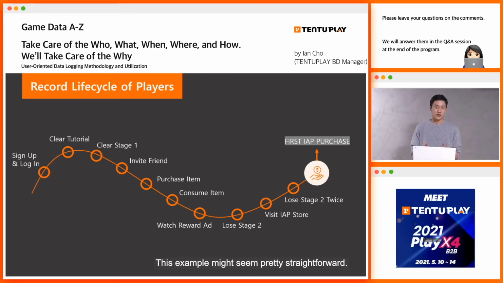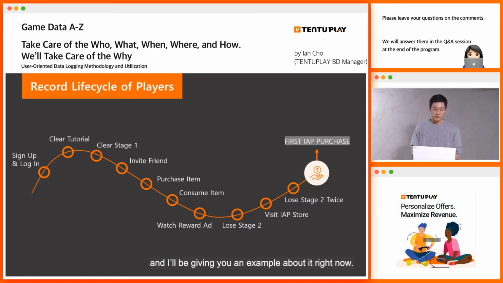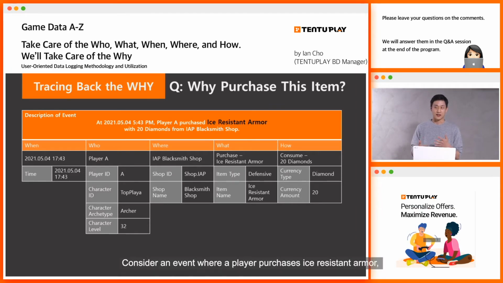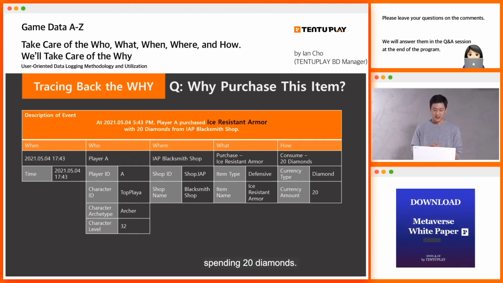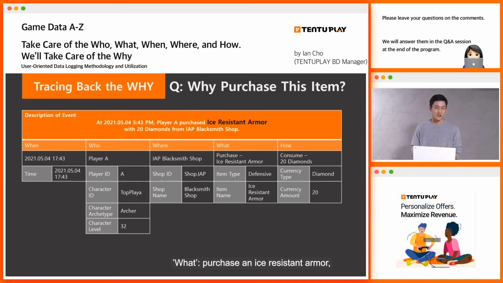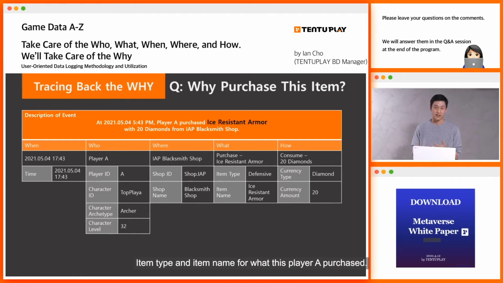This example might seem pretty straightforward, but in reality, the same event may come from very different motives, and I'll be giving you an example about it right now. Consider an event where a player purchases an ice-resistant armor, spending 20 diamonds, from an in-app store. Again, we log this event in the 4W1H narrative. It's pretty straightforward here as well. The when, who, where at the IAP shop, what, purchase an ice-resistant armor, how, by consuming 20 diamonds. And you'll be logging the currency type and currency amount for the how, and item type and item name for what this player A purchased.